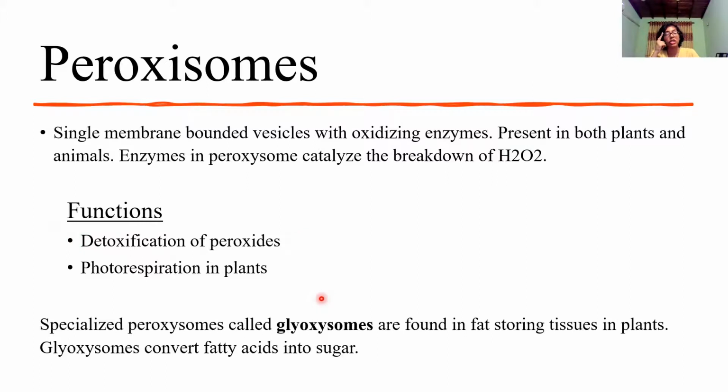Then photorespiration, which we usually find in plants. So this is a function in plants. When the peroxisomes are found in plant cells, they are helpful in photorespiration as well, not in the human body. There are some specialized peroxisomes called glyoxysomes. These are only found in plant cells, in fat storing tissues in plants. In fat storing tissues we might find fatty acids. They convert fatty acids into sugar. So this is their function.